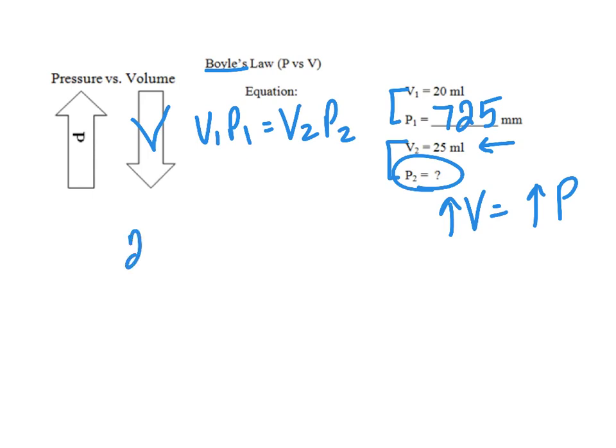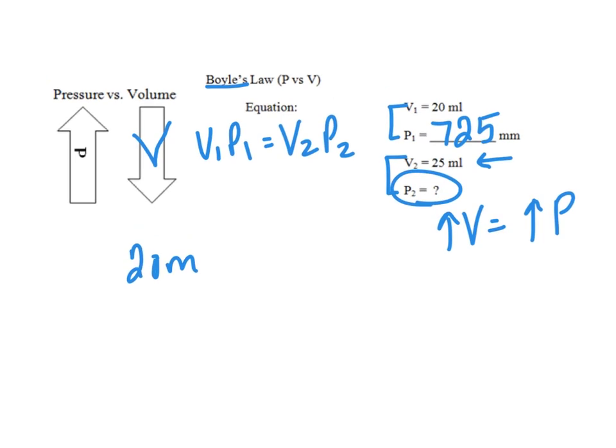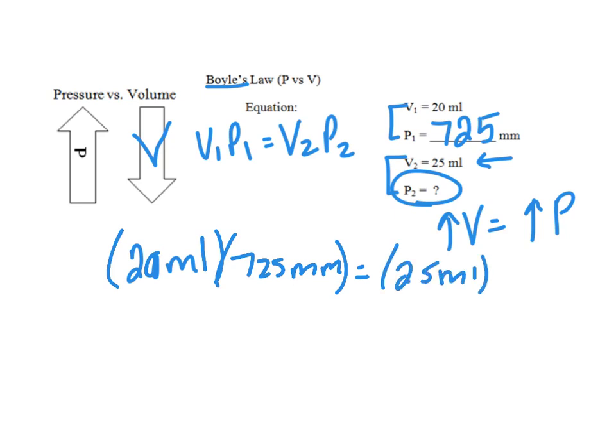So V1 is 20 mils. Volume of a gas is usually given in milliliters or liters. The pressure is 725 millimeters of pressure, in that pressure unit that we use. The volume is expanding to 25 mils, and we want to know what the new pressure is. So P2 is the final pressure after you do all this work.